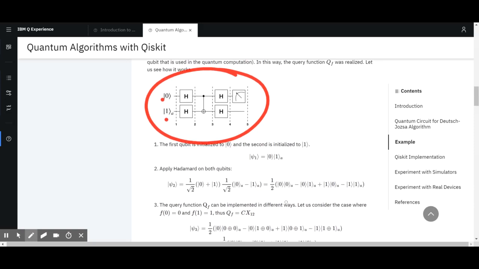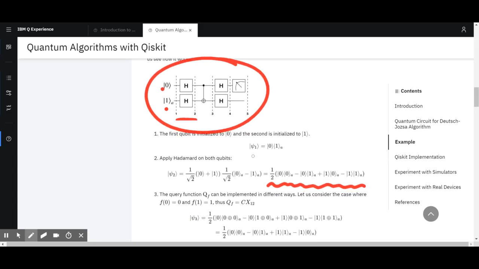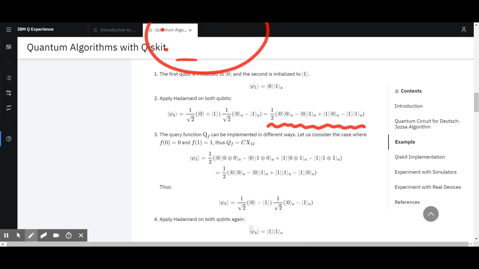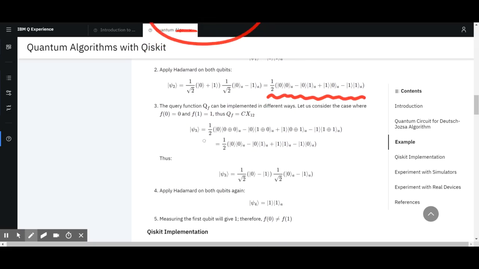You apply the Hadamard in both qubits, and then you get that thing here. So this is a superposition of all possible combinations with equal probability. That's kind of what's happening here. The query function QF can be implemented in different ways. Let us consider the case where f0 equals 0 and f1 equals 1. This QF is a control knot on the qubits 1 or 2.